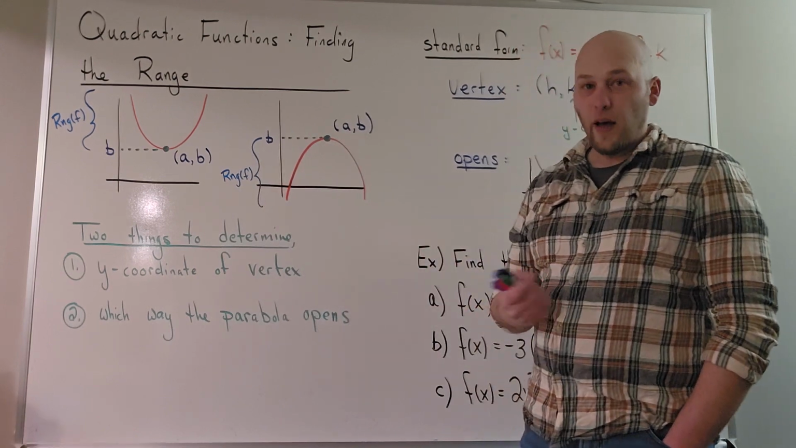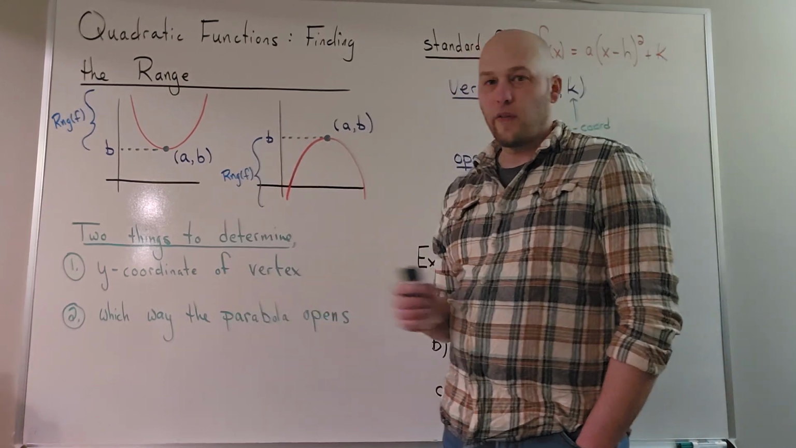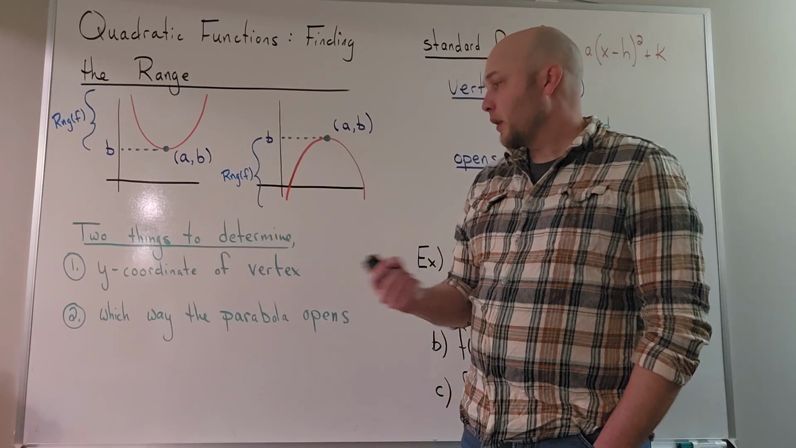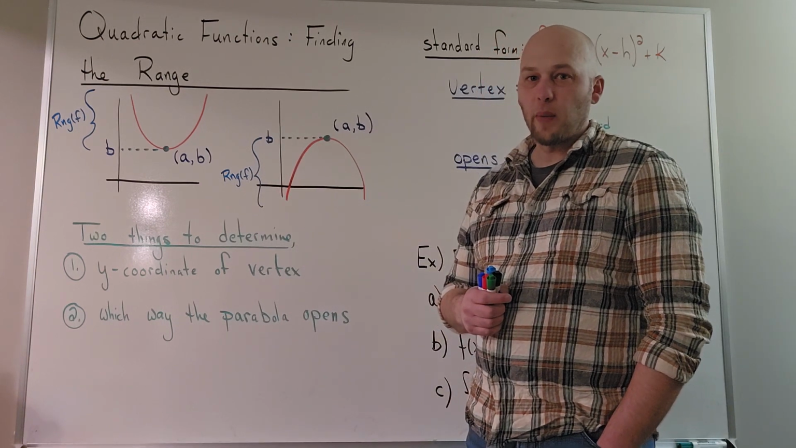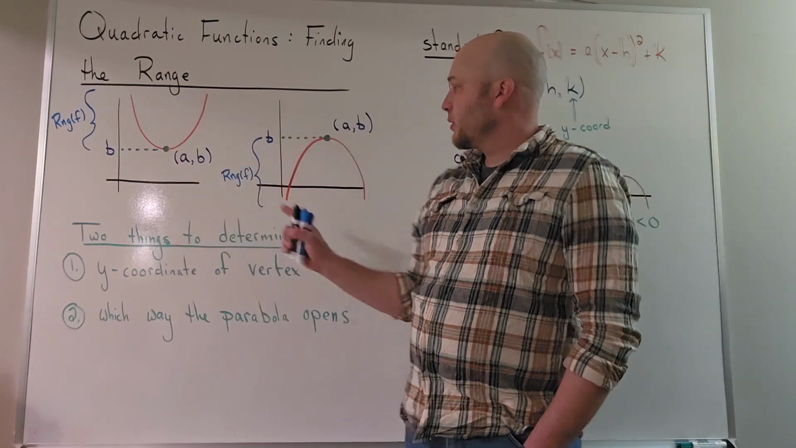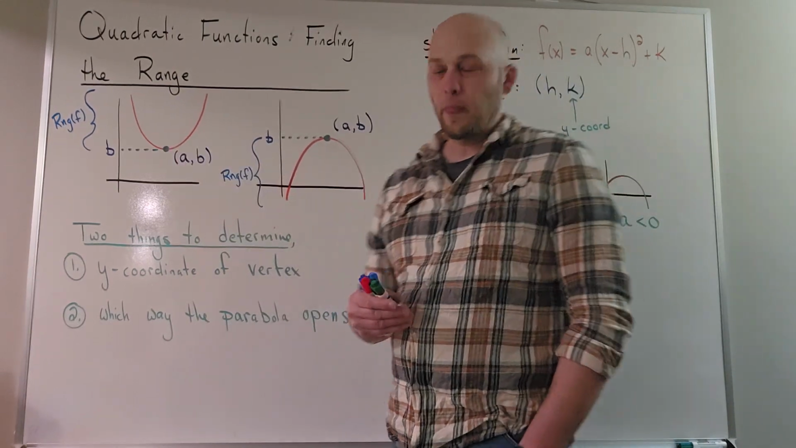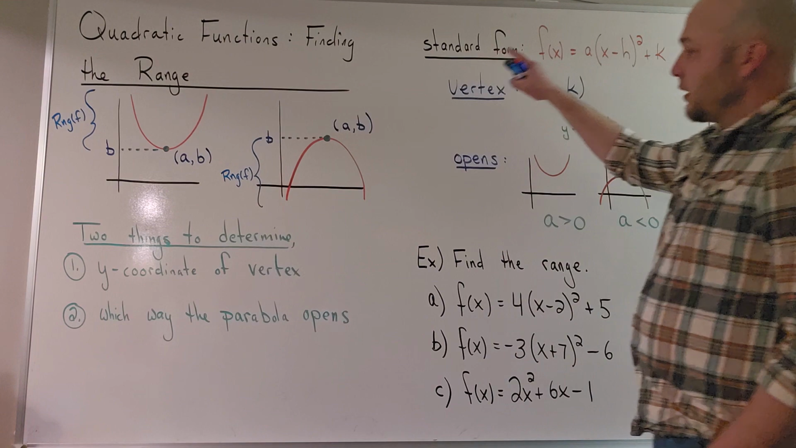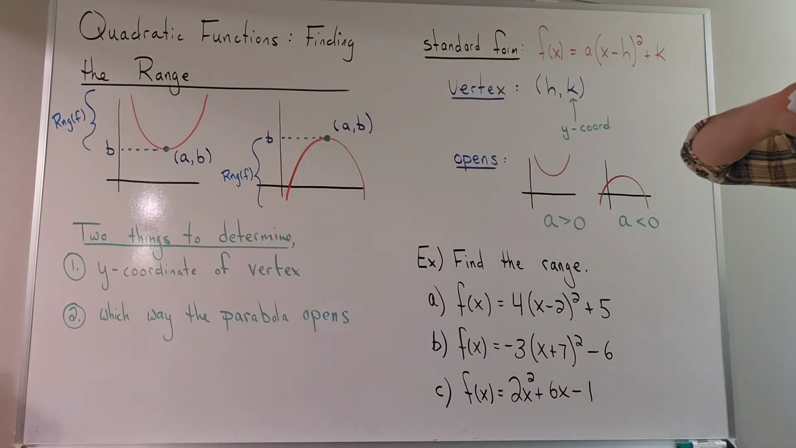One thing I do have to find then, of course, is the y-coordinate of the vertex. The other thing I need to determine is which way the parabola opens. Does it open upwards or does it open downwards? Okay. If I look over here, this is going to tell me that information.